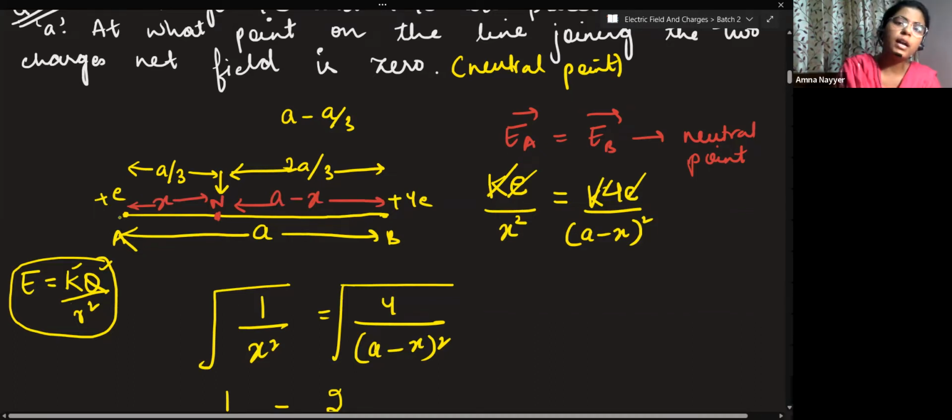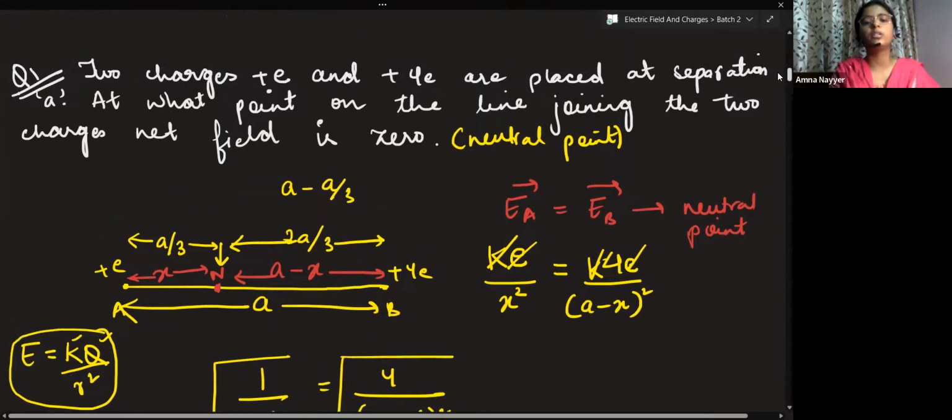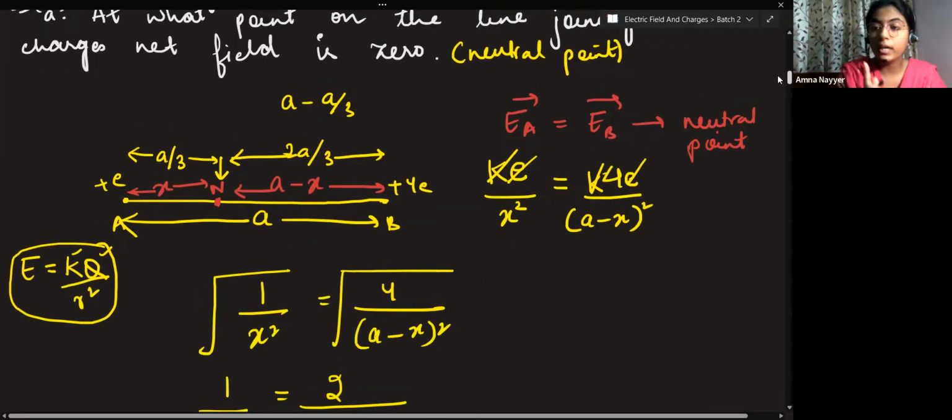If you are asked to write the neutral point from E, you will be writing a by 3. Now see, in this question, nothing has been specified, I think. It says at what point on the line the net field will be 0. So whenever you are answering, you will write a by 3 distance from plus E, or 2a by 3 distance from plus 4E.